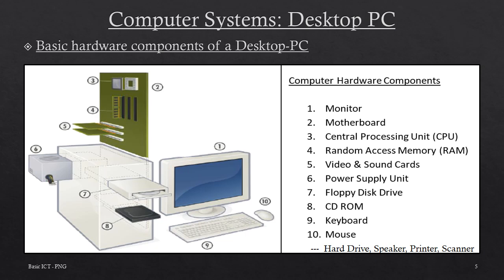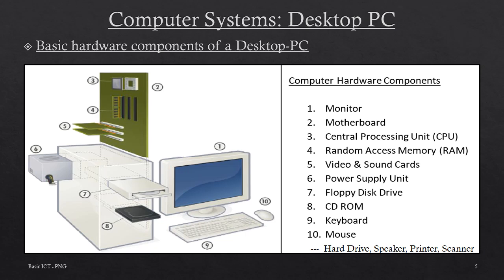We also have number five, video and sound cards. Number six, the power supply unit or the PSU. The PSU is located on the PC casing, as well as the motherboard. We also have the floppy disk, which is number 7 there. Number 8 is CD-ROM. Number 9 is the keyboard, and number 10 is the mouse.